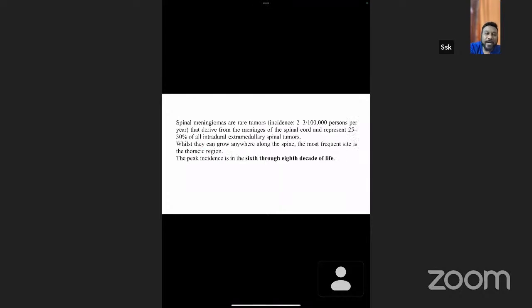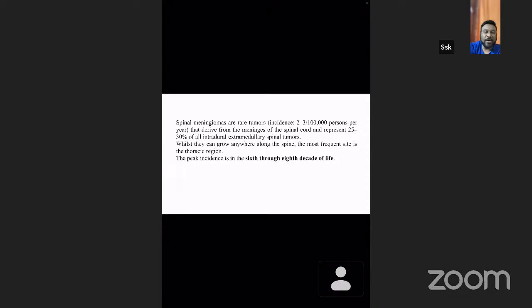But spinal meningiomas are quite rare tumors that derive from meninges in the spinal cord and represent around 25 to 30% of all intradural extramedullary lesions. They can grow anywhere along the spine, but the most frequent site is the thoracic spine, and the peak incidence is the sixth through the eighth decade. Because of this, I would go with option D.